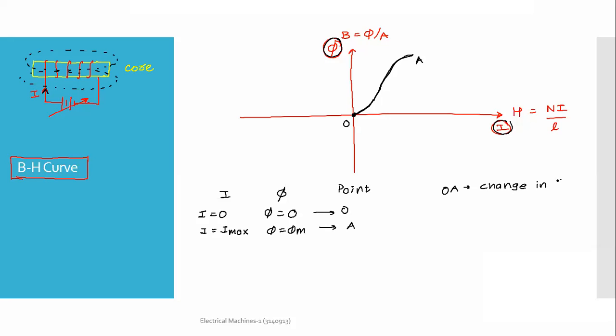change in flux set up in the core due to change in current through the coil. Now, this curve is called the magnetizing curve or BH curve.